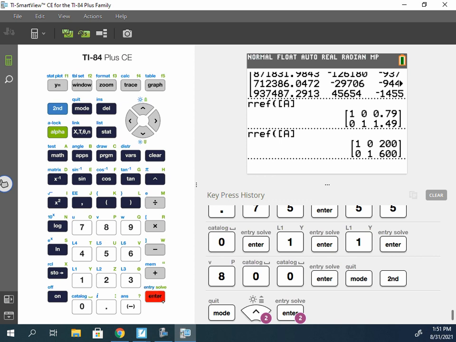And it asks for the number of small whistles. How many small whistles did he get? 200. So 200 would be the correct answer.